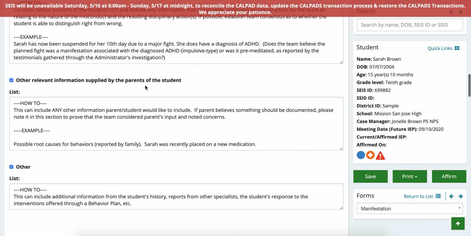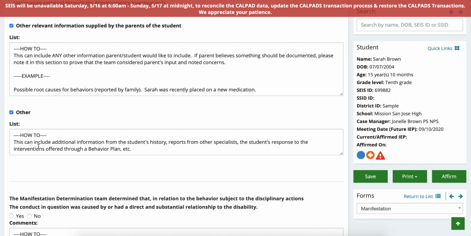Any other relevant information supplied by parents of the student, and we would list them out. Any information could be maybe they have new doctor's information or doctor's diagnosis. Maybe they're on new medication. So anything that the parents provide or the student provides to us, we want to go ahead and list here just because we want to take into consideration everything that's being presented at the table. This can include additional information from the student's history or their previous reports from other specialists or the student's response to interventions. So how did they do in regards to their behavior intervention plan? Was there progress there in regards to their behavior goals that they may have? Okay, so those things you want to list out here as well.